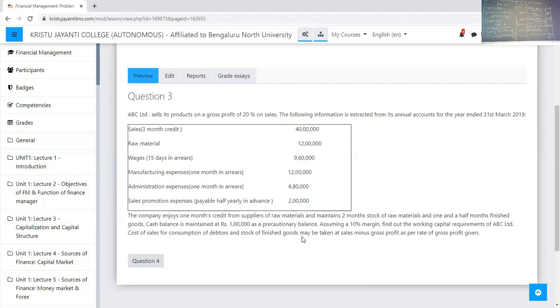Okay. Now, the additional information is the company enjoys 1 month credit from suppliers of raw materials. So, which means the raw materials worth rupees 12 lakh, suppliers are giving you a credit of 1 month.